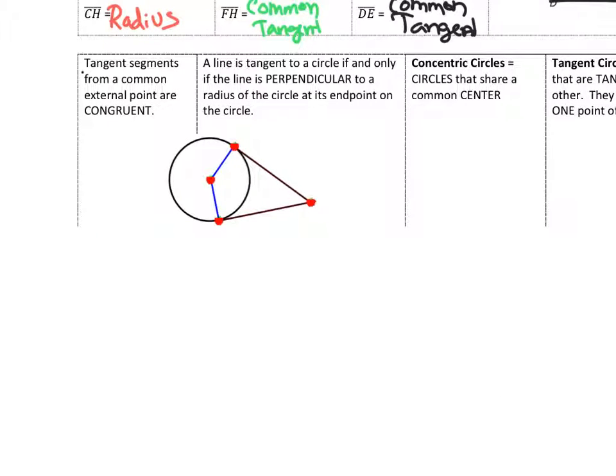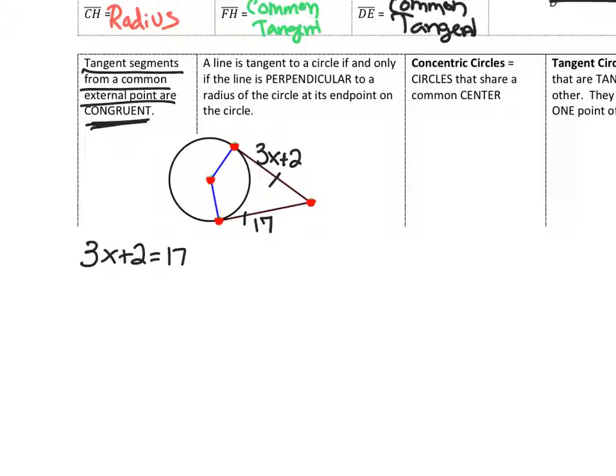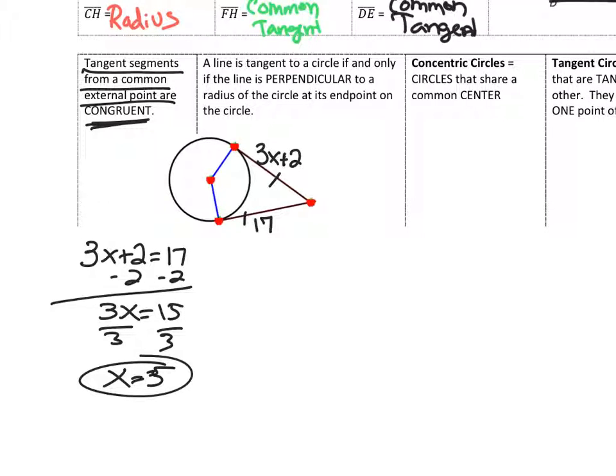Next, we're talking about tangent segments from a common external point are congruent. So if this side is 3x plus 2, and this tangent is 17, if they say they're congruent, then I can write the equation 3x plus 2 equals 17. I can find out what x is from there by subtracting 2 from both sides and dividing by 3, so x is 5. That's from tangent segments from a common external point.